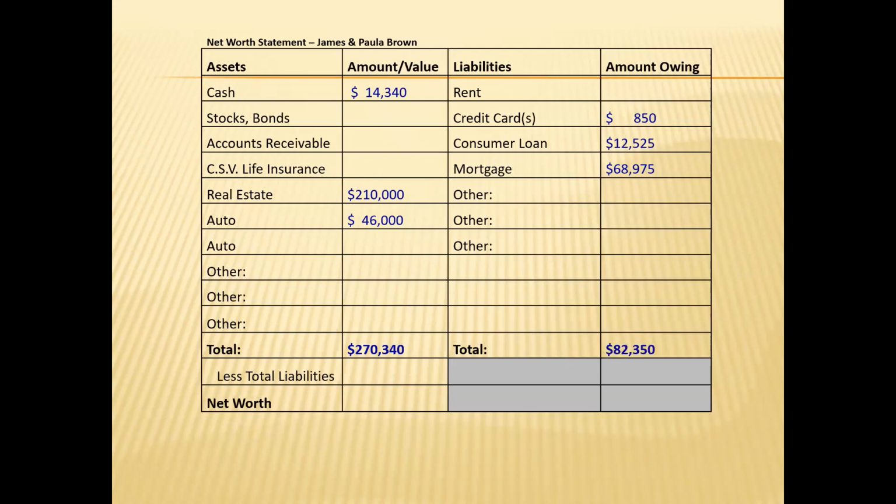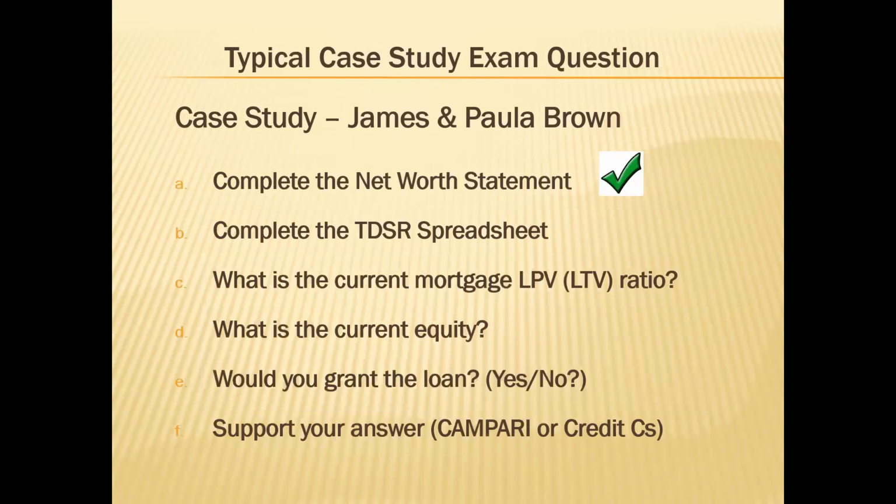Okay, so we add those three items. We get 82,350. We carry that over to where it says less total liabilities. We subtract that 82,350 from the 270,340, and we get 187,990. Is this net worth positive or negative? Positive, sir. Okay, so they too, like the Rules, have a positive net worth. Very good. So we completed the net worth statement, but let's move on to the total debt service ratio TDSR spreadsheet.